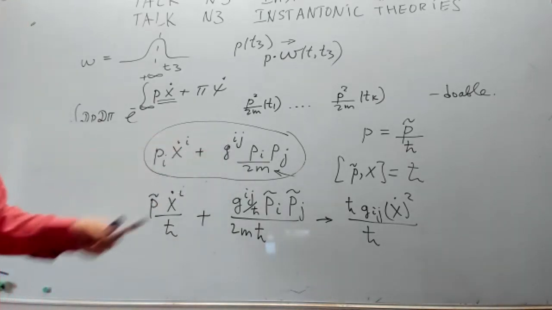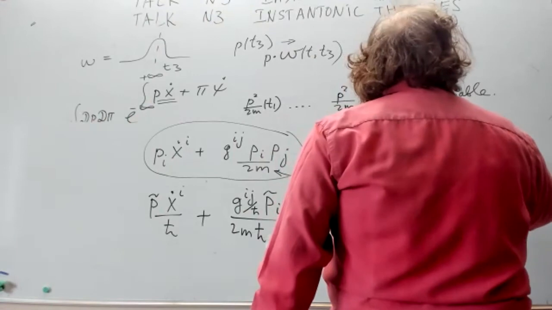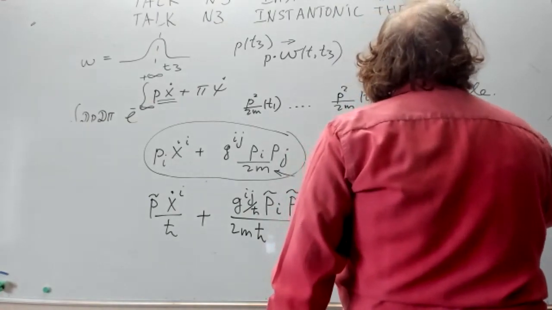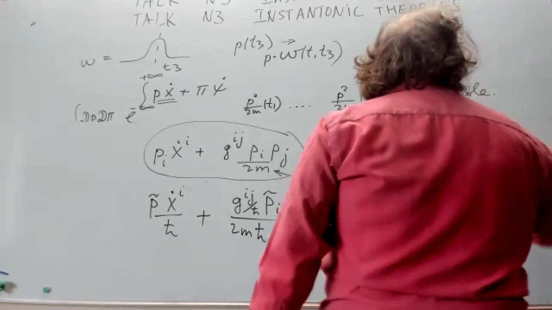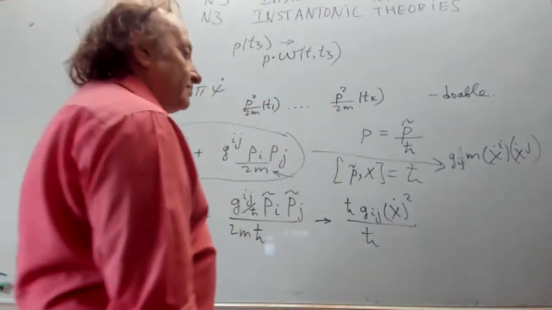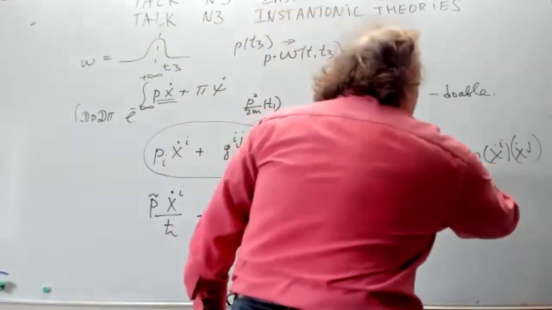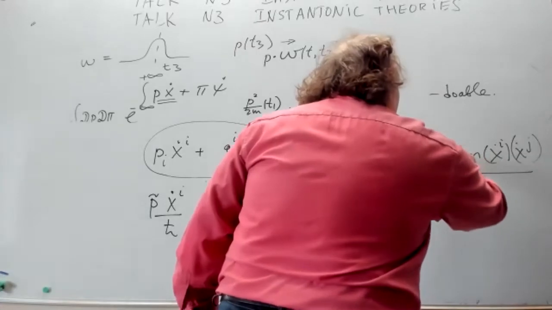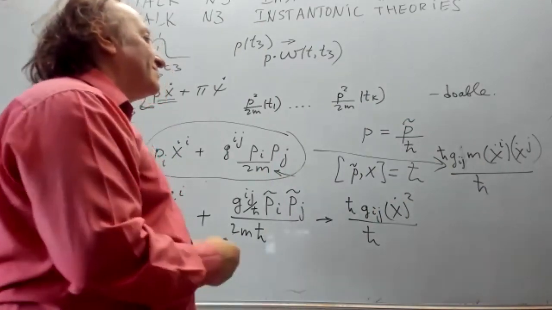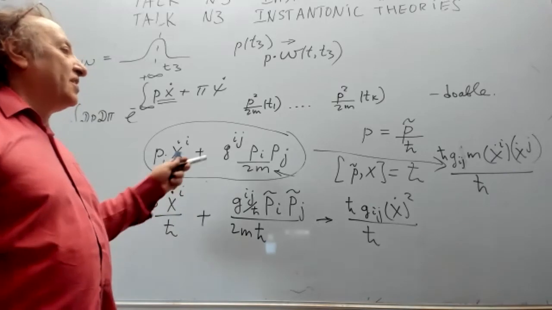If you integrate things out here, you will get M X dot squared G_IJ. That's it. And then you can say, let us divide by H, multiply it by H. So this is what actually happens. This is the proper normalization.